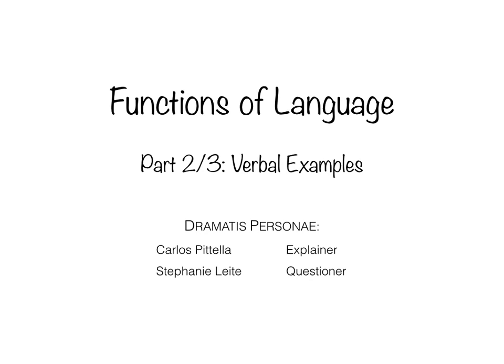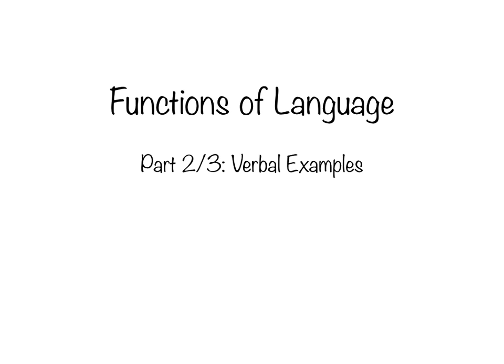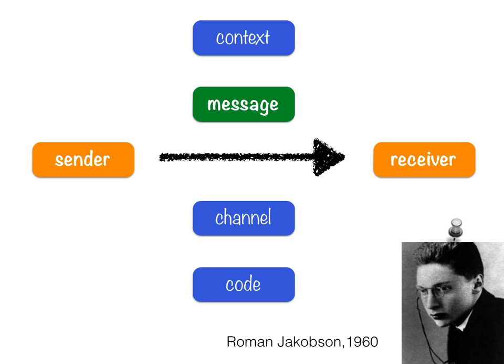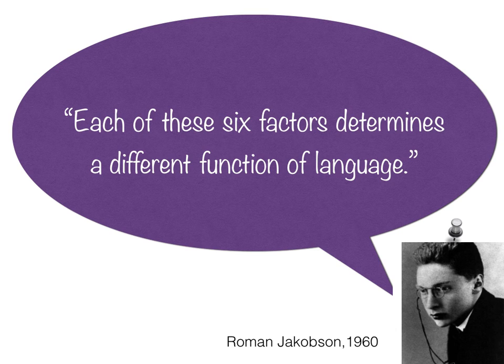So now that we've seen the functions of language, can we see some examples of each? Of course. Let's just recap real quick that we had 6 different functions of language connected to the 6 elements of communication proposed by Roman Jakobson in the 60s. And just one more recap, the functions come from the elements. Each of these 6 factors determines a different function of language.